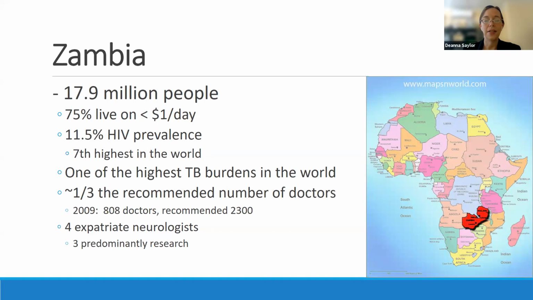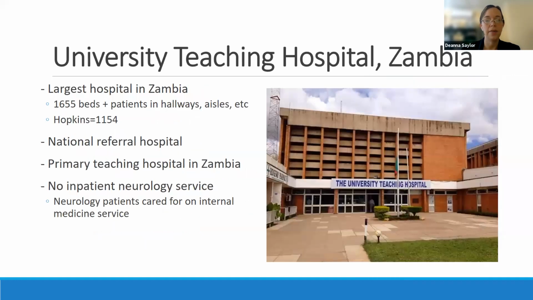And then this is also happening in the context of these two epidemics with HIV and TB, and then a growing burden of non-communicable diseases, just as we're seeing in most lower resource settings. When I arrived in Zambia in 2018, there were 4 expatriate neurologists, 3 of whom were predominantly doing research, and I was the only one that was primarily focused on clinical care here.